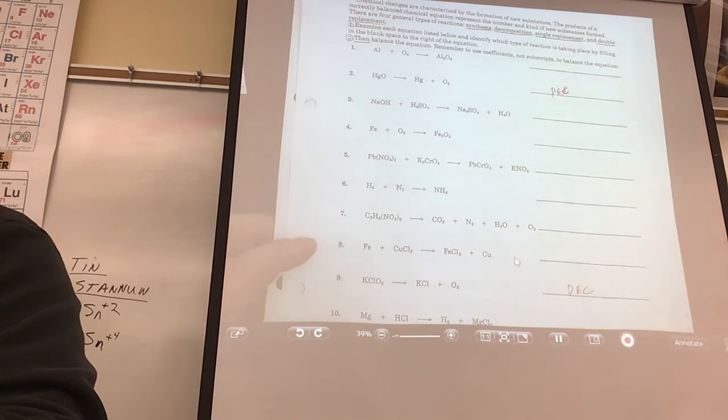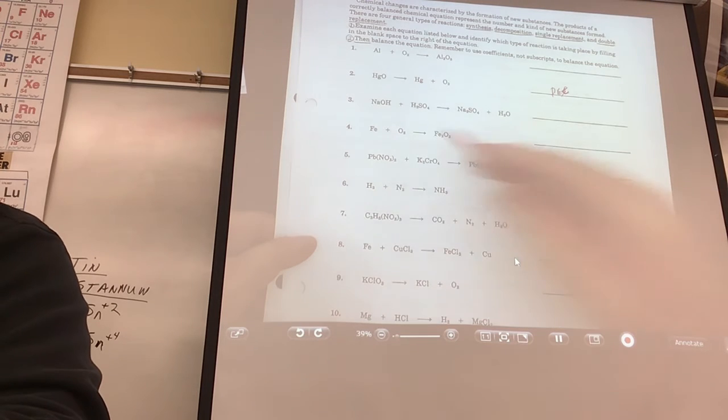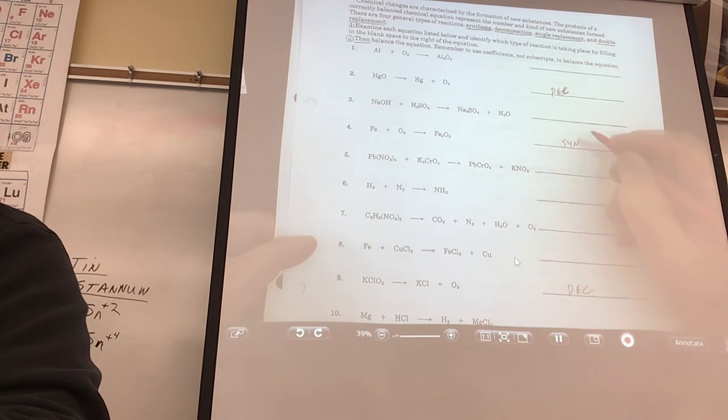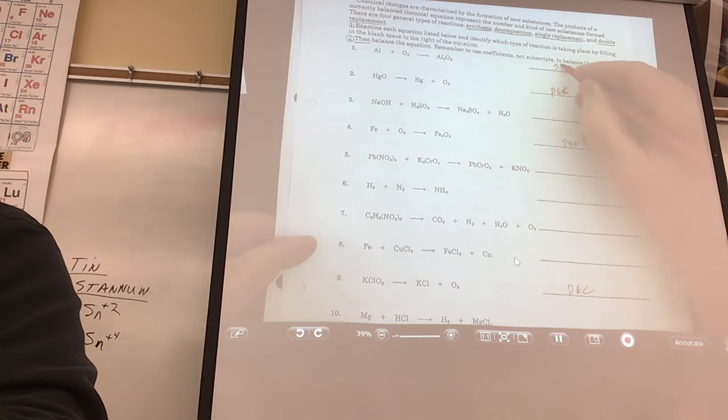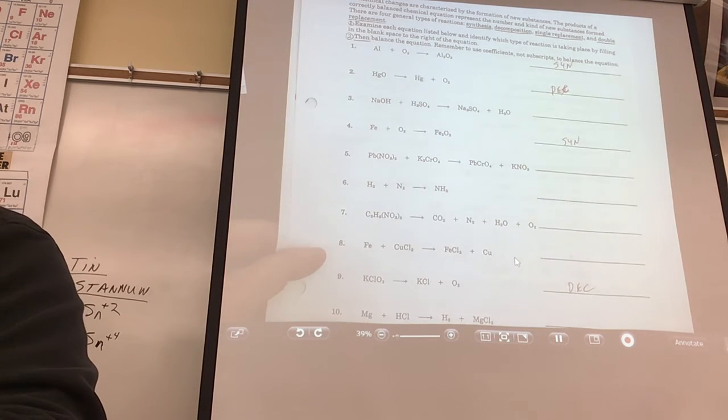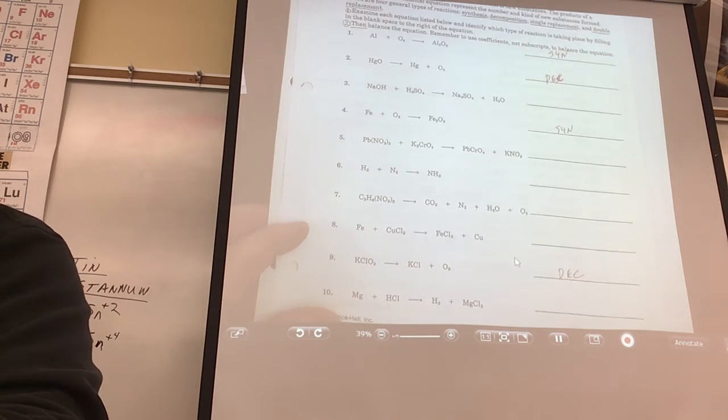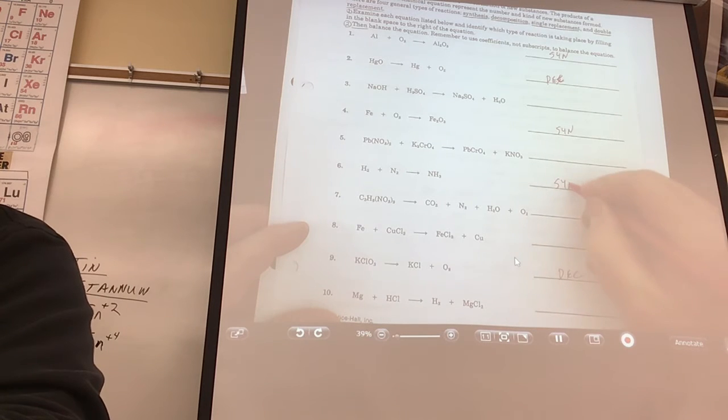Are there any synthesis on this page? Yes. All right, anybody? Synthesis, yes. It's 4? Yes, I like that. Number 1. Okay. Any others? 6? Yeah, I like that. That's synthesis. Any other synthesis or decomposition?